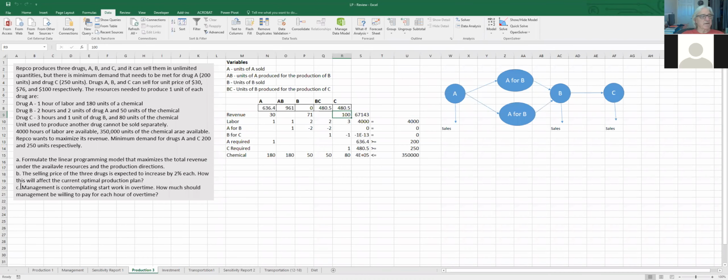And the last question here. So management is thinking of adding overtime. They see that they've been using all the 4,000 hours. Even if you allow not all the 4,000 hours to be used, and instead of equal here, you wrote less than or equal to, and solve it again, you will see that 4,000 hours are being used. So that's optimal, not forced on the model.